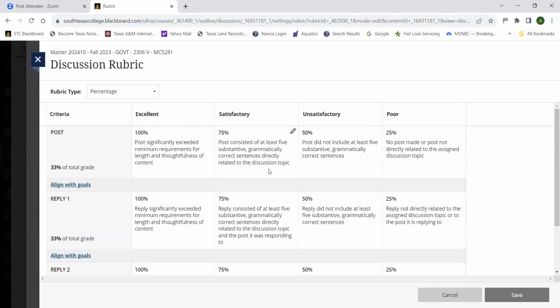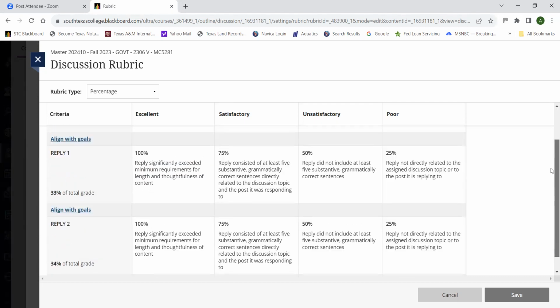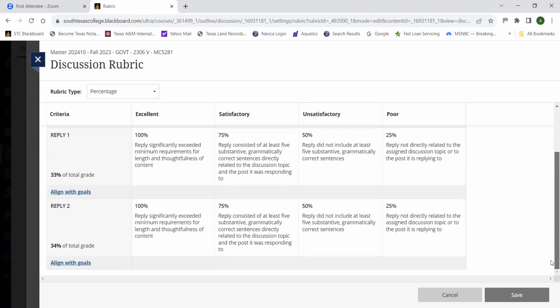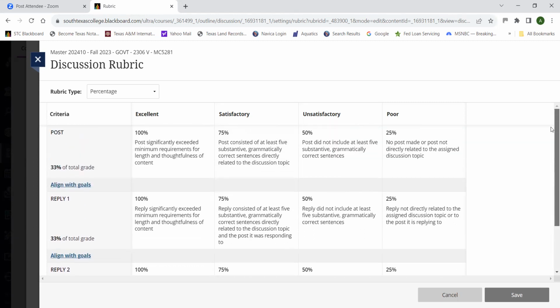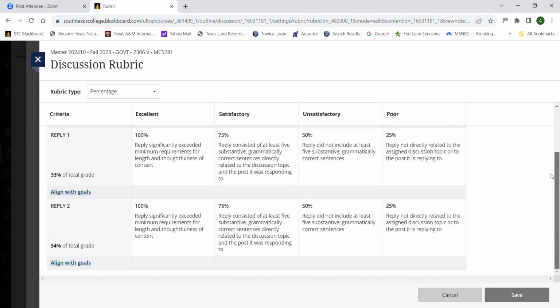If you meet the minimum, but it's not being done well, or it doesn't really expand much, like you're just talking in generalities and not giving many examples, then it's going to knock you down to a 75, then unsatisfactory, did not include, and things like that, and then poor, not related. I don't really get these, because no one is going to take the time to just go off topic, but that's what I'm looking for, everyone.